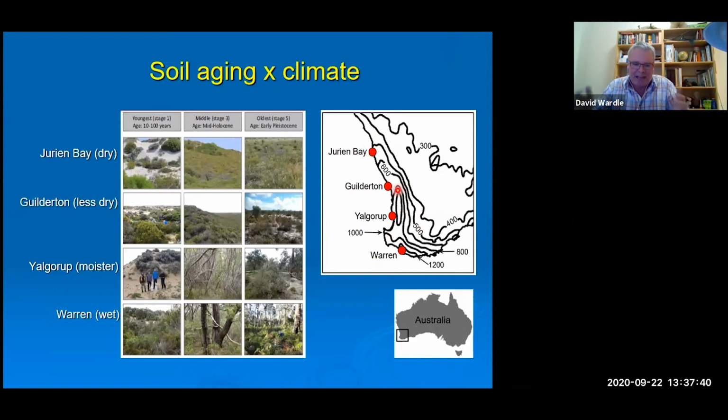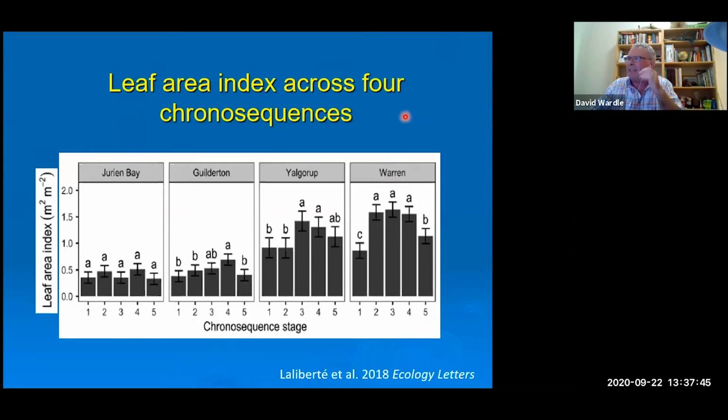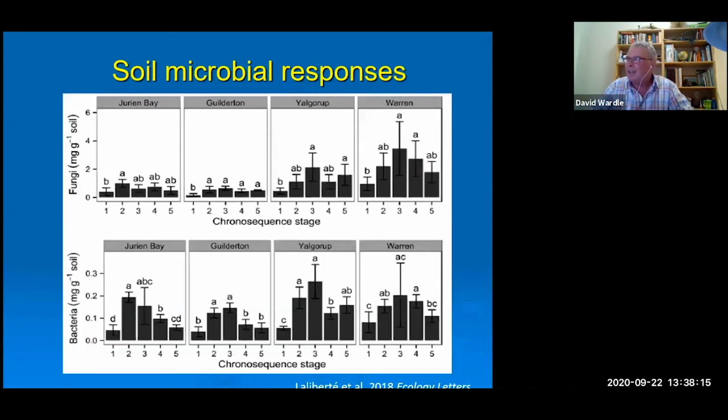Now, these are all formed on the same parent material. This shows what we find for leaf area index, which is simply a crude measure of how much plant material there is. For the wet site at Warren, we get the classic hump relationship that we find in other moist sites, with decline of biomass in the old soils. Not so much in the really dry soils, and intermediate patterns for the intermediate soils. So it would seem that moisture trumps the effects of soil infertility across this gradient, not so much across this one. And the same also with regard to soil biota.